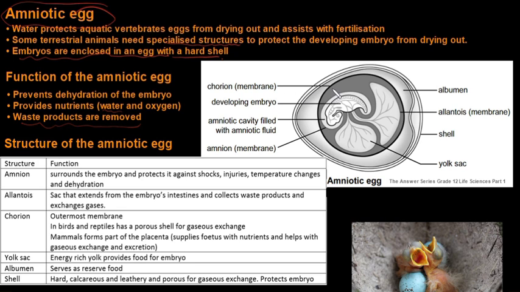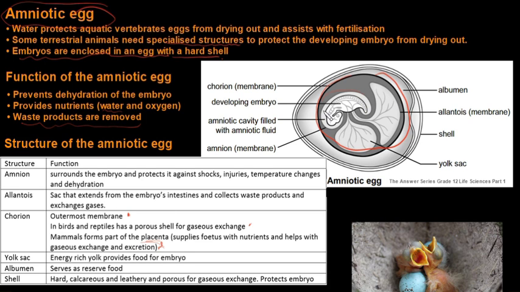So let's get going. So the chorion is this membrane you see around here, and what the chorion does, it is the outermost membrane. So in birds and reptiles, it has a porous shell for gaseous exchange, and then in mammals, it forms part of the placenta. So this is now specifically with the human embryo as well. It supplies the fetus with nutrients and also helps with gaseous exchange and excretion.